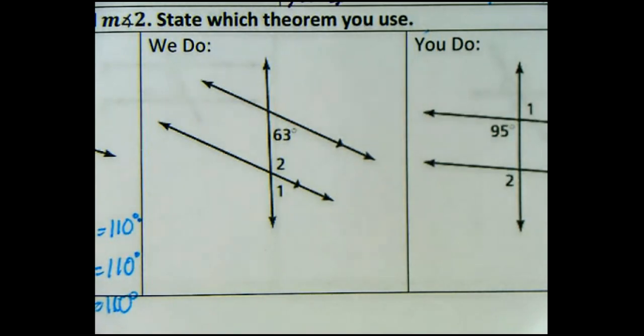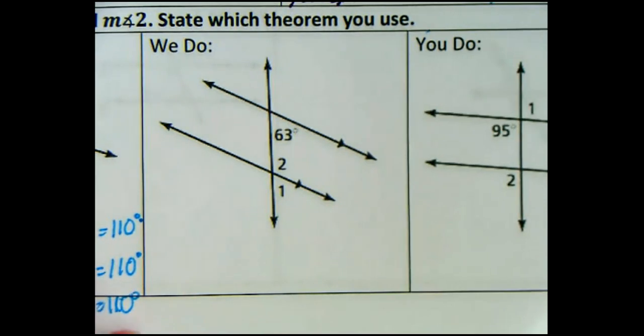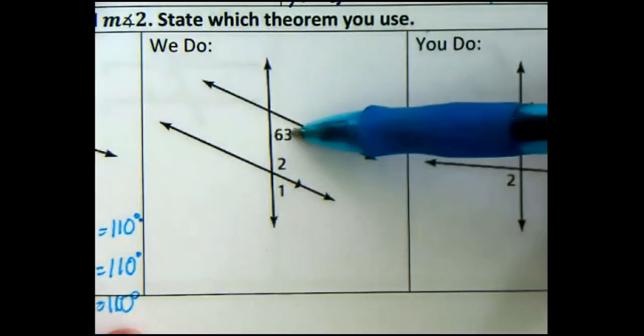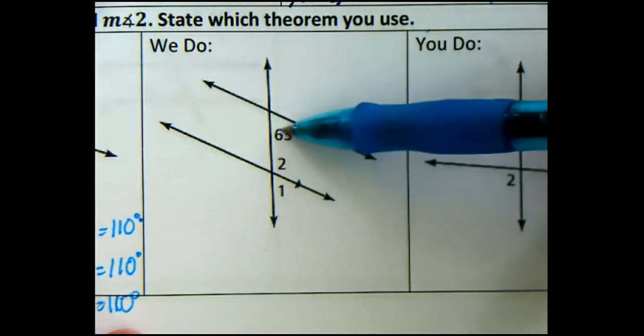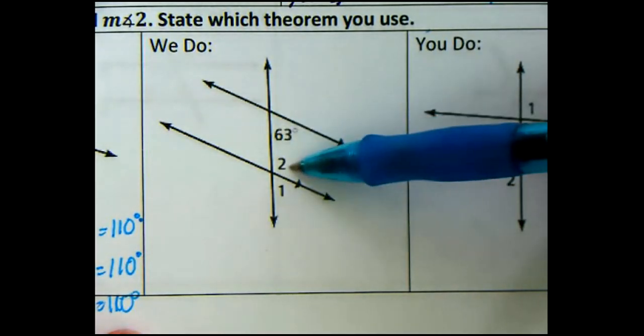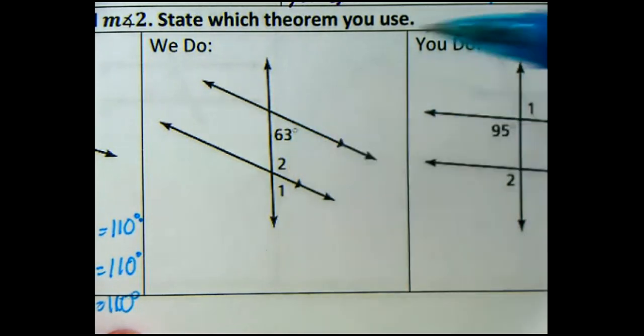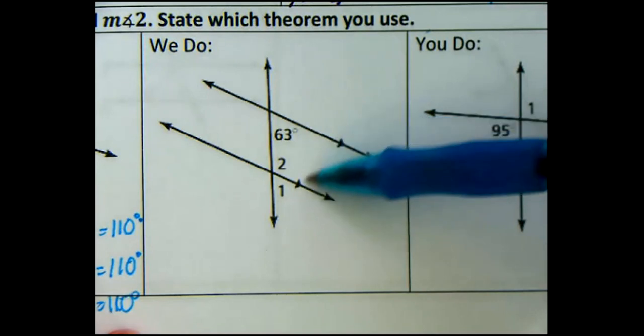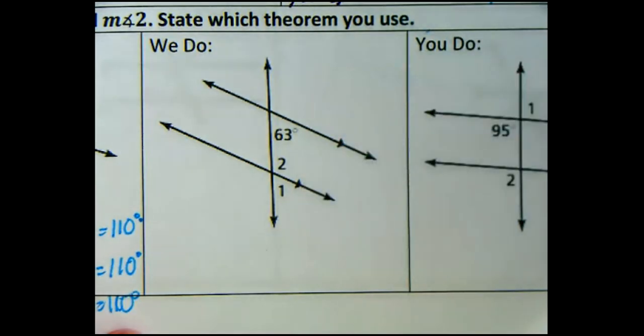Consecutive interior angles. Which two are consecutive interior angles? The angle that is 63 degrees and angle 2. Okay, so the angle that is 63 degrees and angle 2 are consecutive interior angles. Yes. We can see they're interior because they're between the parallel lines, right?